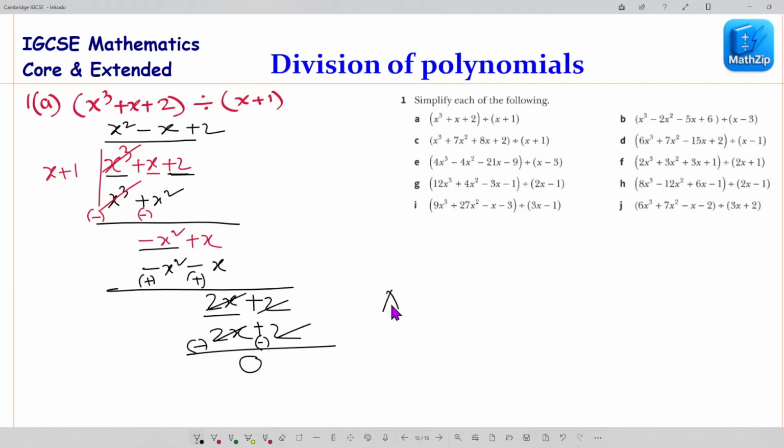Our answer is x square minus x plus 2. Very simple. So number A done.